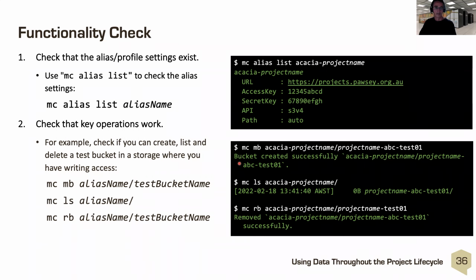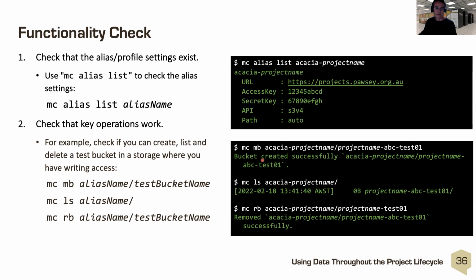The first step when using the clients is to check that everything is working. I'm going to show the functionality check only with the MC client, but you can do similar steps with the other clients. So in the case of the MinIO client, it is mc alias, now not set, but list, and your alias name. And then it will respond with the correct information if that alias name exists.